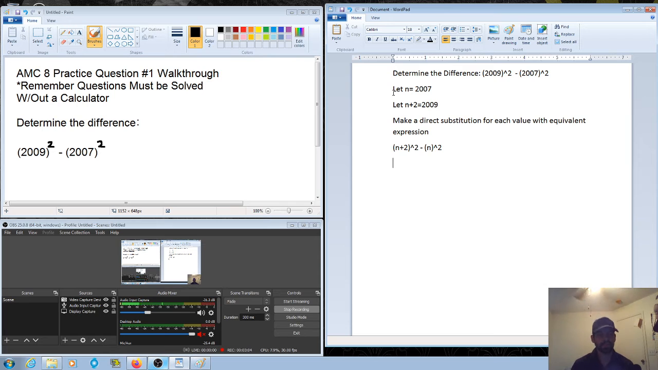Now, this next step is going to allow me to use the FOIL method to expand out the binomial expression, which was the result of changing 2009 to n plus 2. The ultimate goal behind that is to get rid of having to square something. That's the biggest task that we are facing right now: we have to square something, and we don't want to have to do that if we can find another means to eliminate that requirement. So we use the FOIL method, and I'll be going over the FOIL method in just a second.